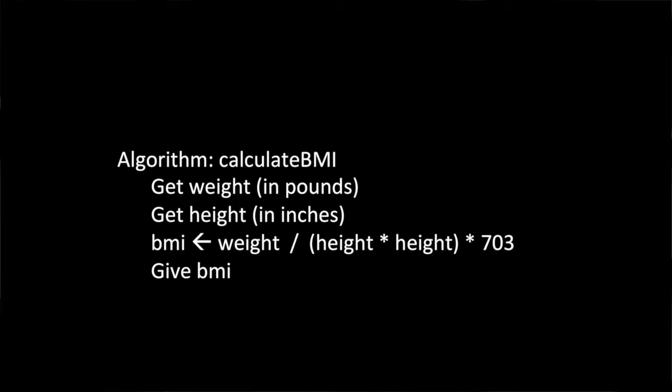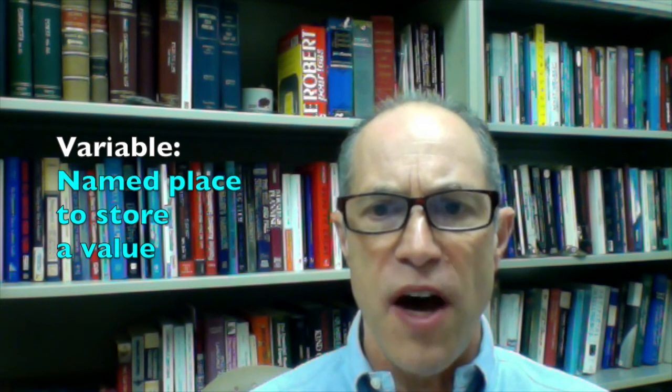And then when we want to give the user back the value, we can refer to that location, we can give the variable name, and that says give the user the numerical value which is stored in the location that has the label, the variable name BMI. So we already have variables in our pseudocode. Weight, height, and BMI are named places to store values.